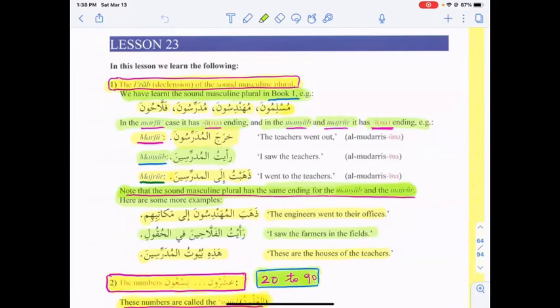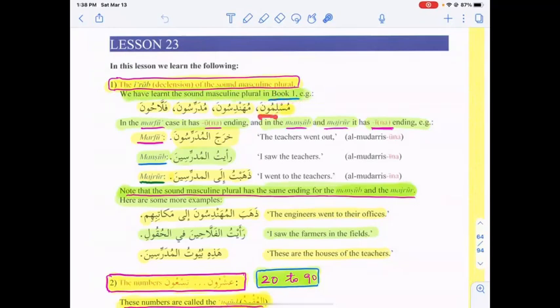So I will read it slowly. Inshallah, you will pay attention, and inshallah, you will read it on your own at home. You are going to enjoy it, inshallah. The I'rab, which is the declension of the sound masculine plural. We have learned the sound masculine plural in book 1. Do we remember? Yes, we did it in book 1.